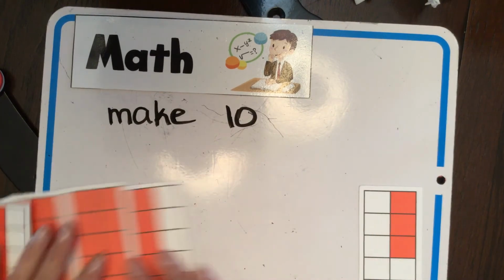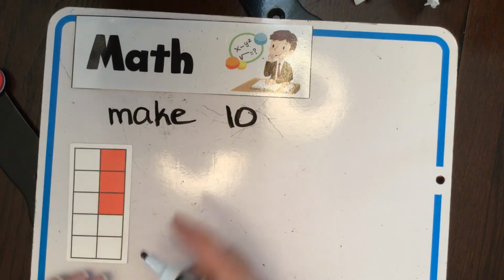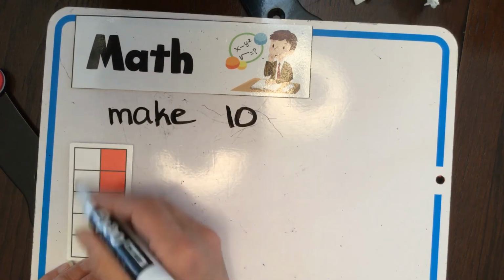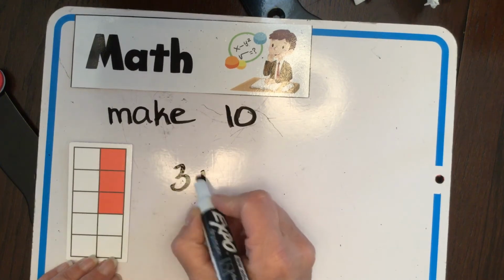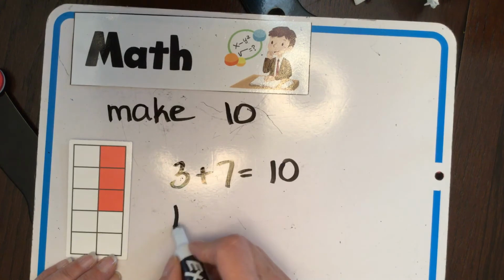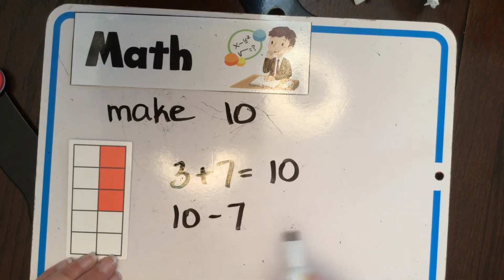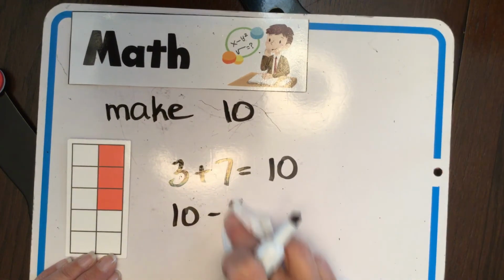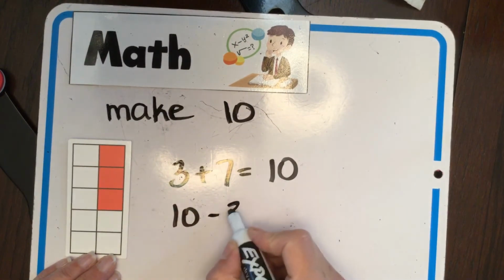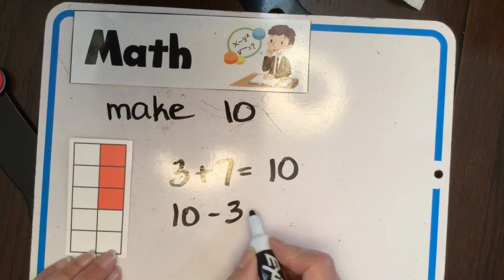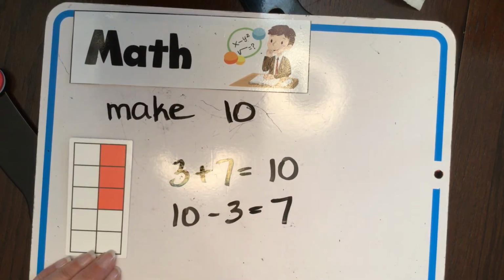So let's start with just one of them. This one shows me 3 are full and 7 are empty. So then I know that 3 plus 7 equals 10. So if I had the question 10 minus 7, I can picture this frame, or let me do it a different way. If I have 10 minus 3, I can picture this frame. 3 are full, and I have to just answer how many are empty to find the answer out.